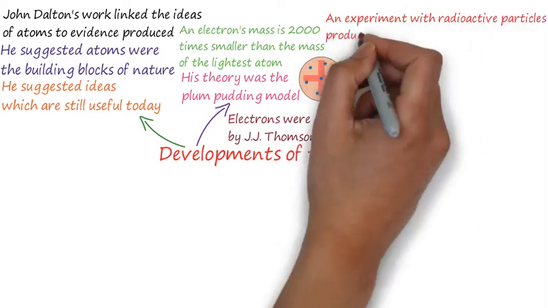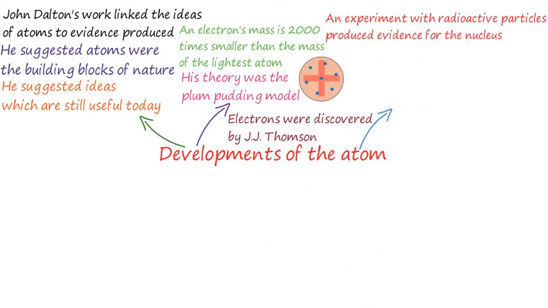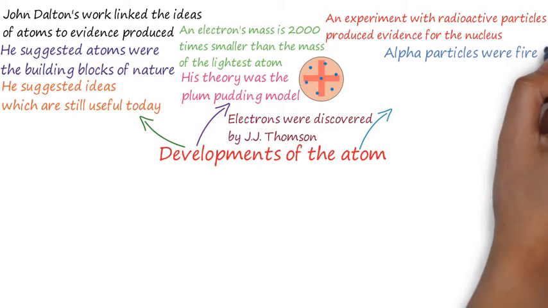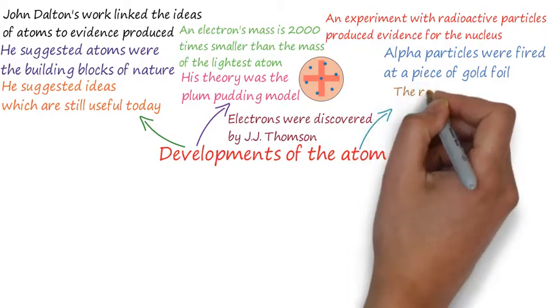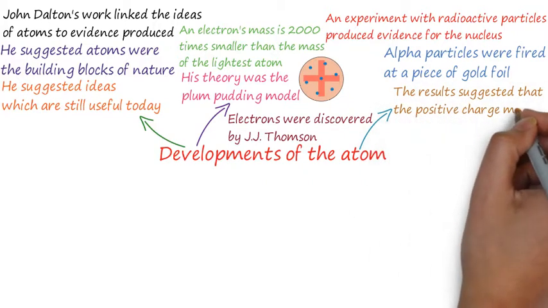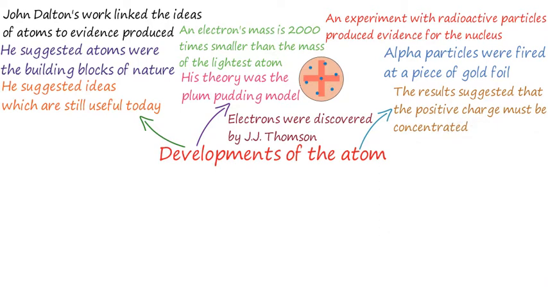About 10 years later, an experiment with radioactive particles by Geiger and Marsden produced evidence for the existence of a nucleus. In their experiment, they fired alpha particles at a piece of gold foil. If the plum pudding model of the atom was correct, the particle should have passed straight through the gold atoms of the foil. The results of the experiment showed that some of the particles passed through the foil and emerged at different angles, and some of the particles were deflected back by the foil.